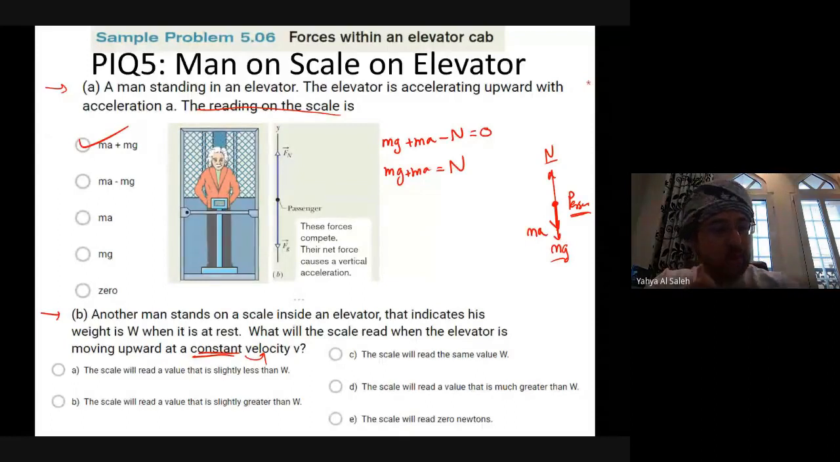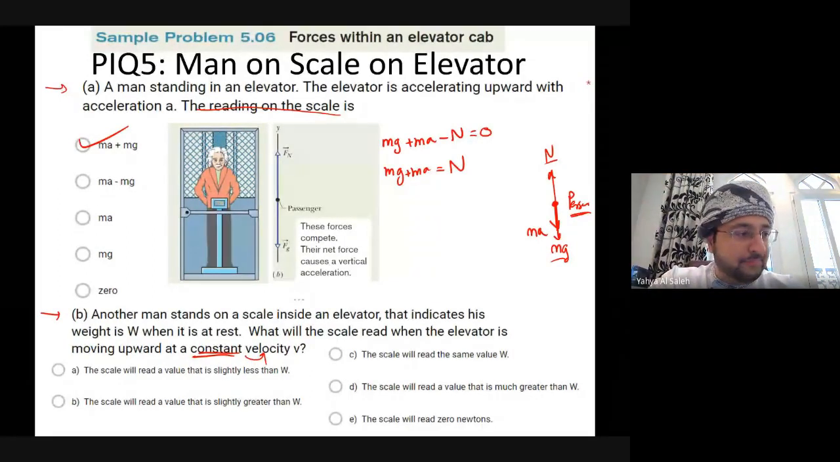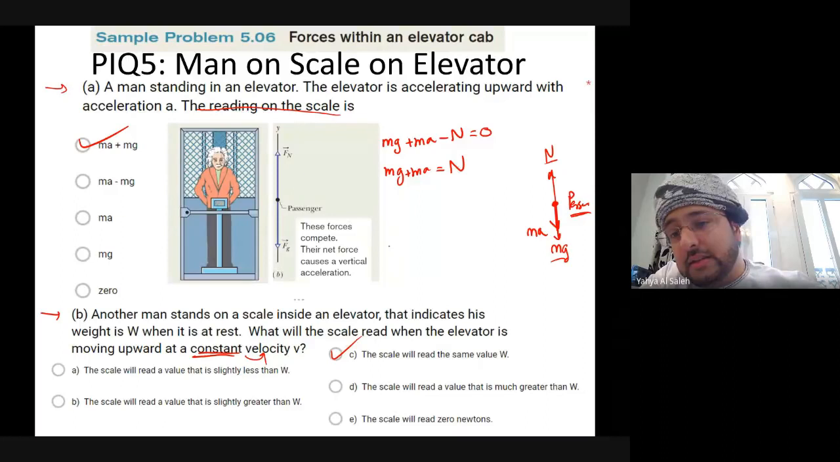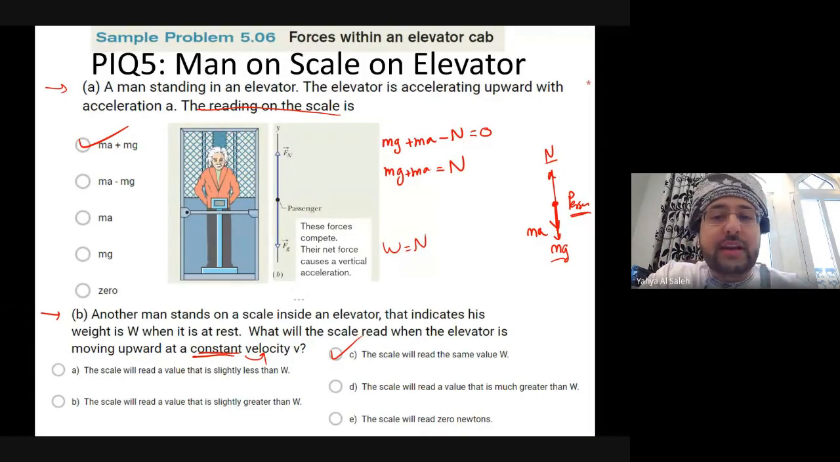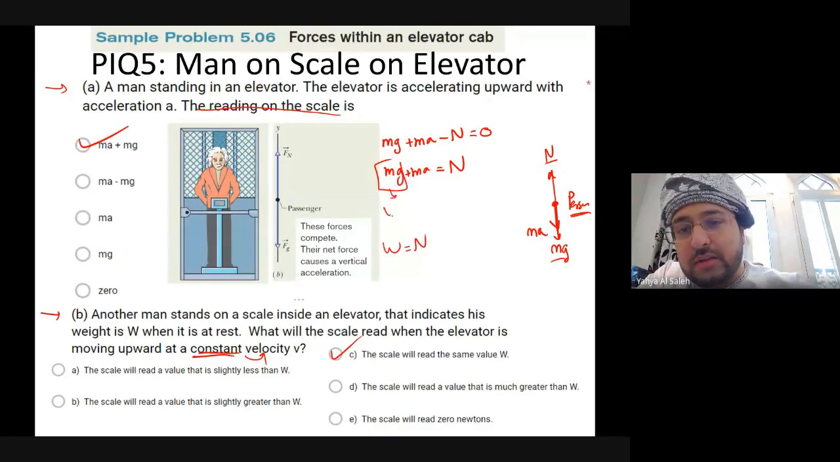Okay, you are correct. The answer is C, but some of you gave a wrong reason why the answer is C. Yes, W equals N, but that is only when the lift is at rest.